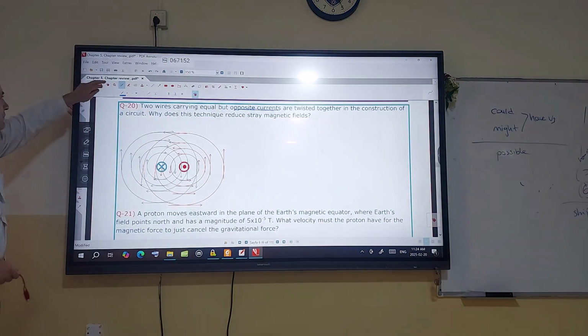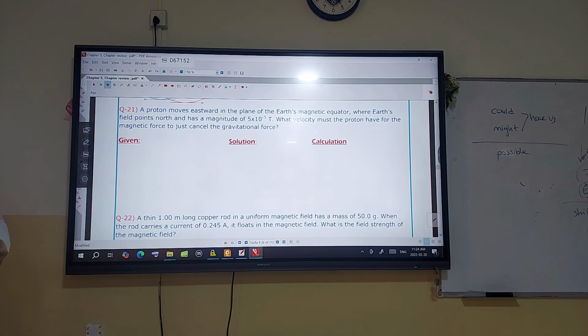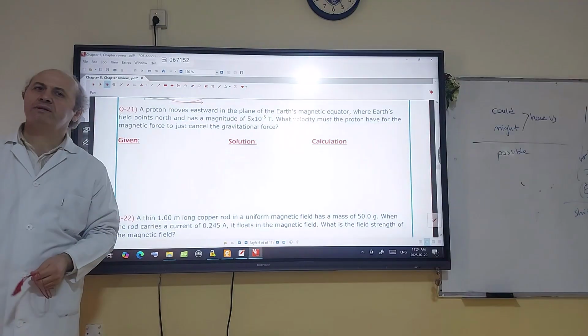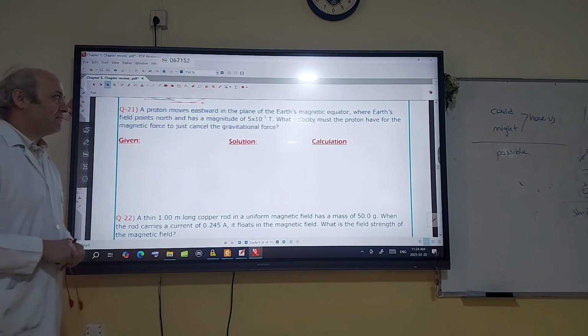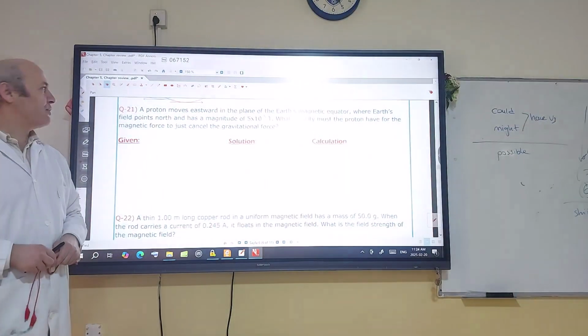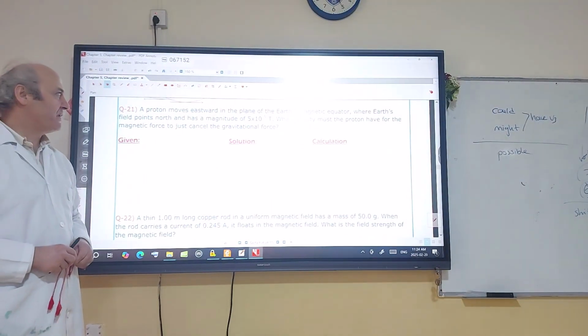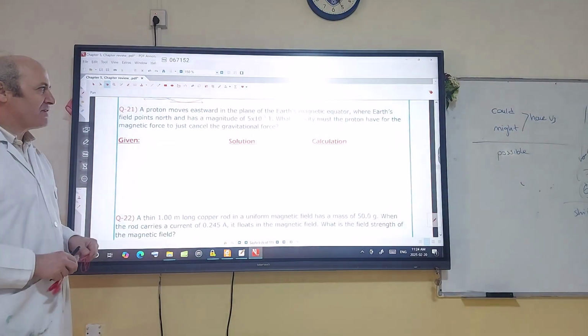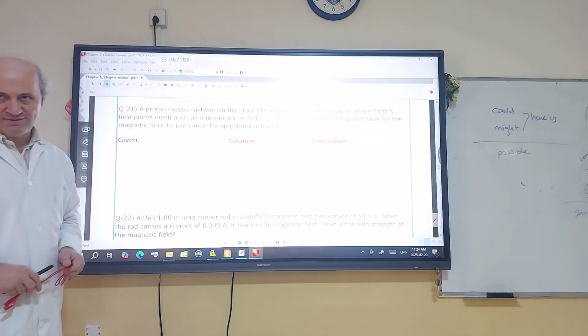Okay. Next question. A proton moves eastward in the plane of the Earth's magnetic equator, where the Earth's magnetic field points north, and the magnitude is 5 times 10 to the negative 5 Tesla. What velocity must the proton have for the magnetic force to just cancel the gravitational force?